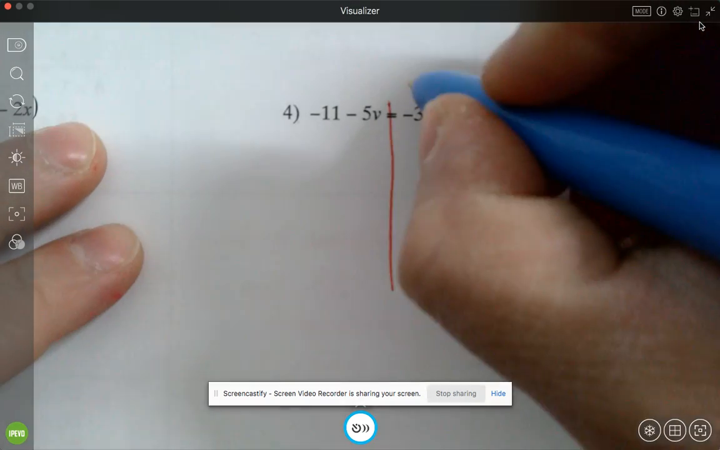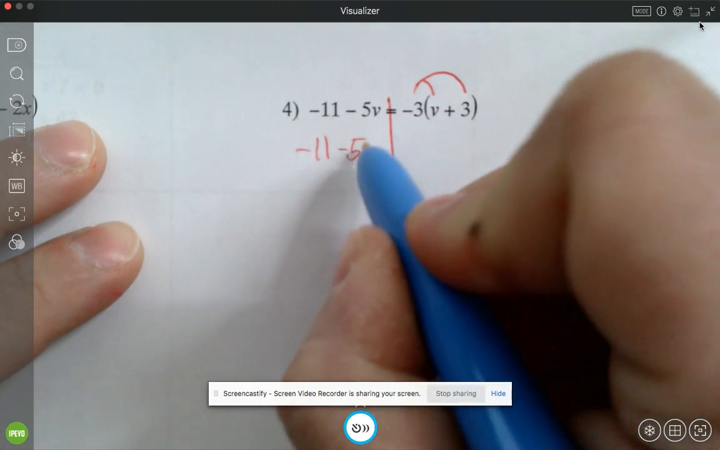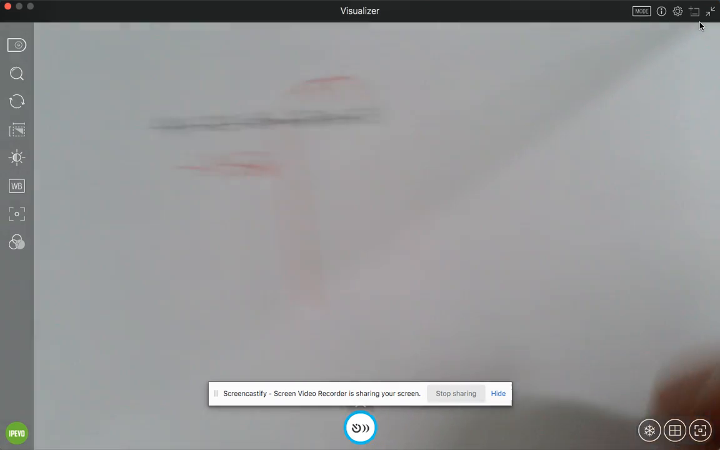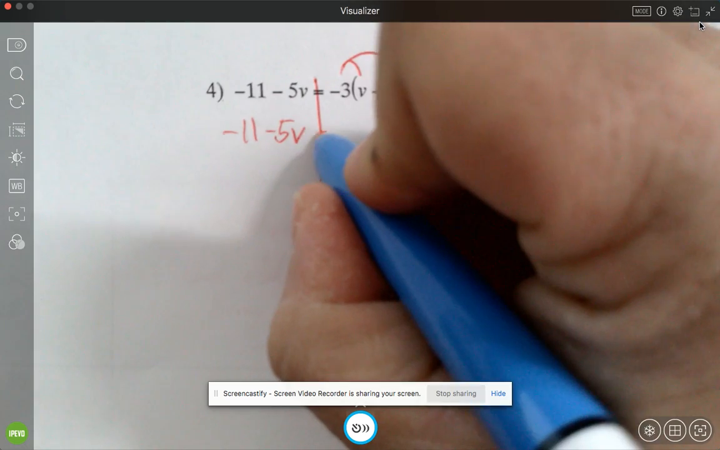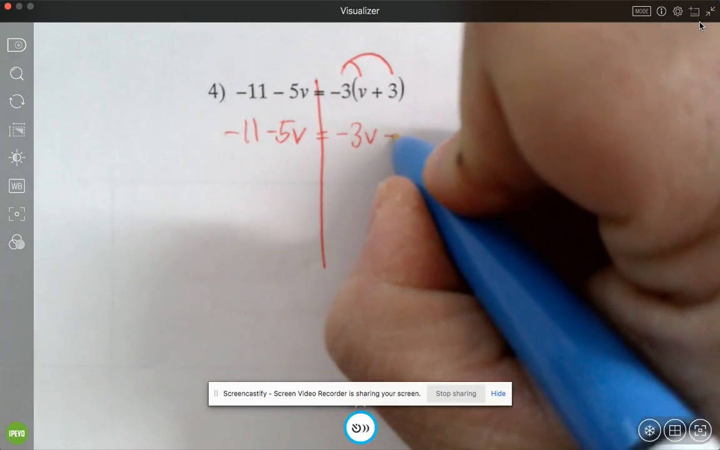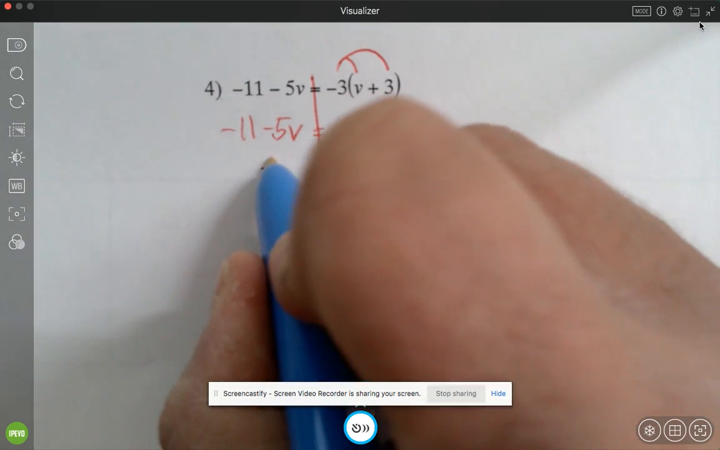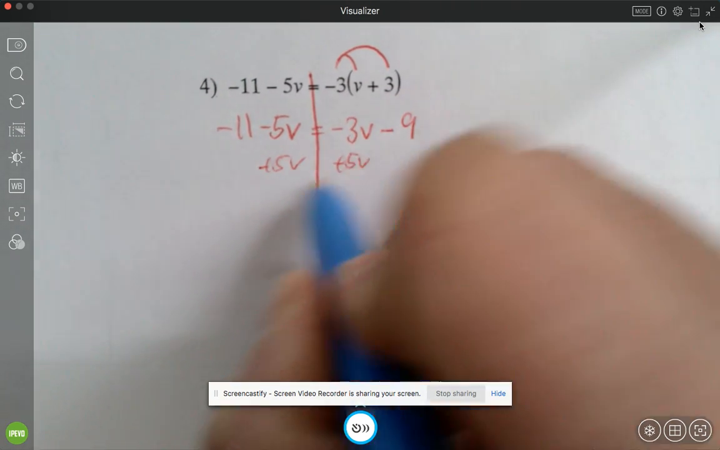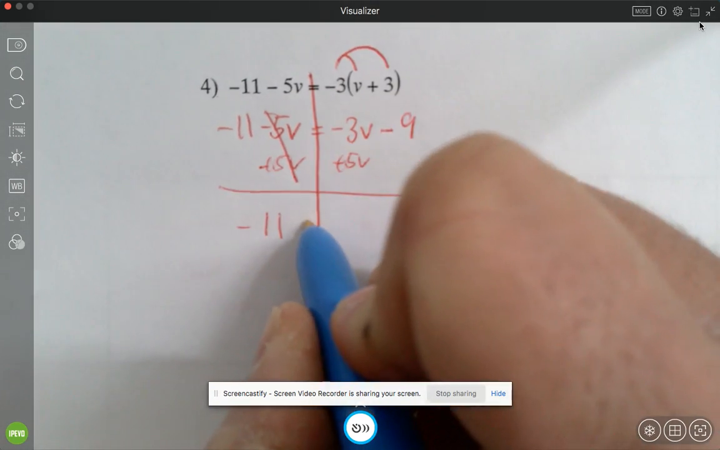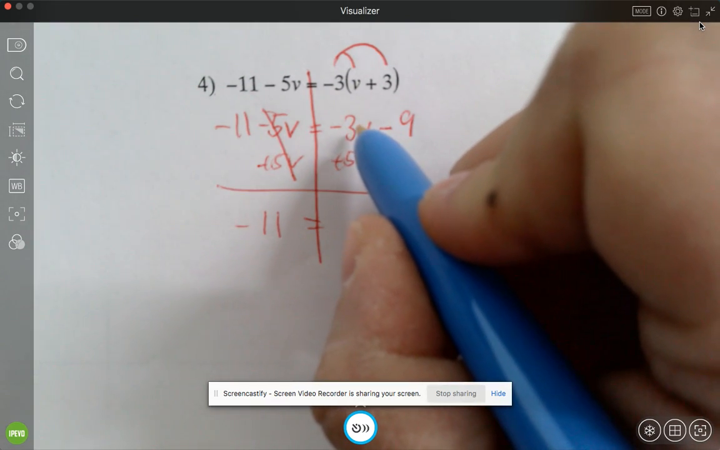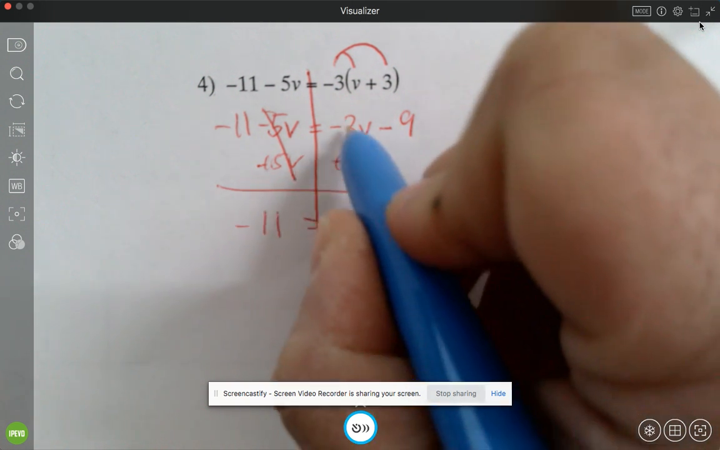So variables on both sides, distribute there, -11 minus 5v. So again, as I'm doing this, I'm trying to get the answer of -1. So the answer should be -1 equals -3v minus 9. Which one's smaller? -5v, so I plus 5v plus 5v. So you get -11. This cancels, equals, remember the TikTok: different sign, subtract. Keep the sign of the larger number.